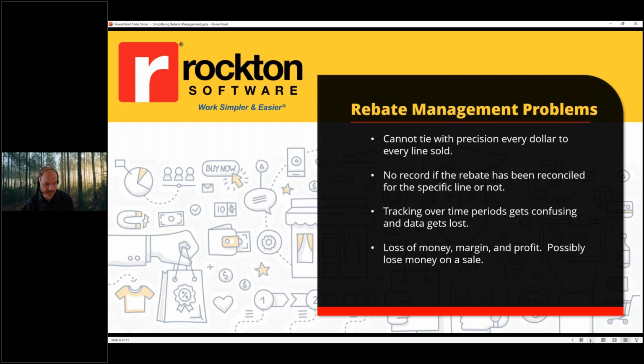Over time, because rebates can overlap and you have different posting periods and whatnot, it can get very confusing about what time period you're in, or if you've paid some older rebate or paid out against them, it's easy to get lost. Ultimately, these are all going to cause a loss of money, a loss of margin, a loss of profit. And I've seen cases where basically you give a discount to a customer, you forget to reclaim that rebate from a vendor, and you're actually selling at a loss. It'd be better if you didn't sell at all because you're losing money on a deal because you're not tracking rebates properly.